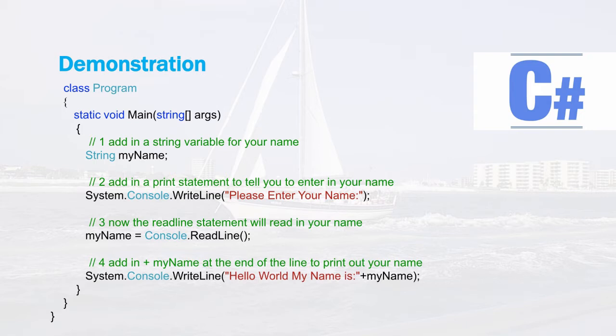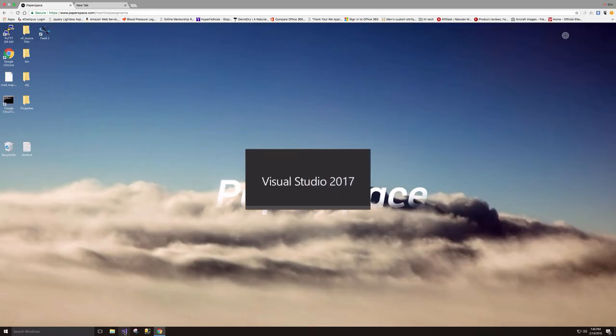And then in the very last modification, we're printing out Hello World, my name is, and then notice the plus my name. This is a concatenation operation that combines these two strings together. So you'll see the return of the output saying Hello World, my name is, and then we'll add your particular value that you enter for your name in there. So that's what we're going to demonstrate. Let's go on into Visual Studio and see how we write this code.